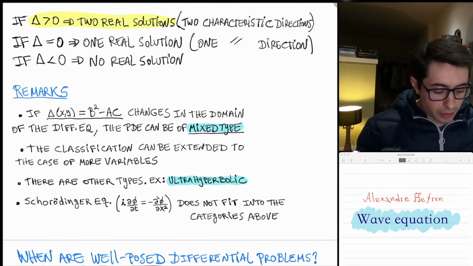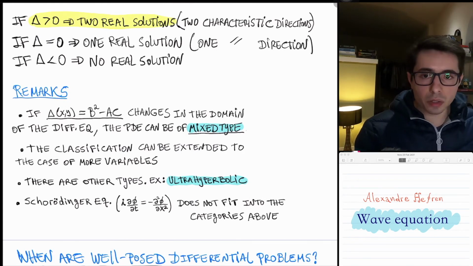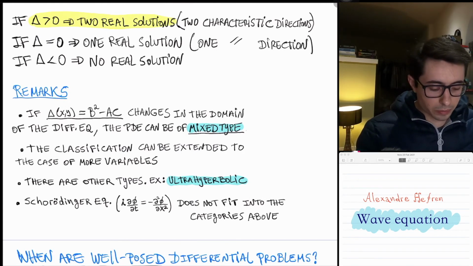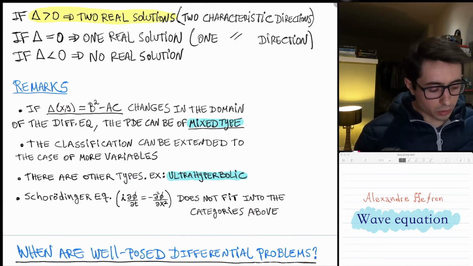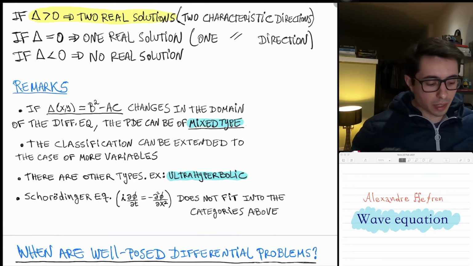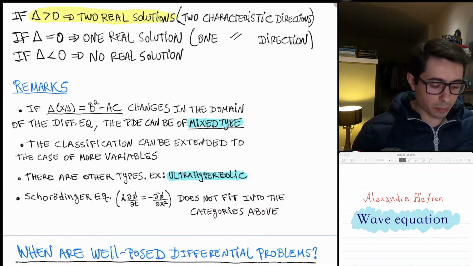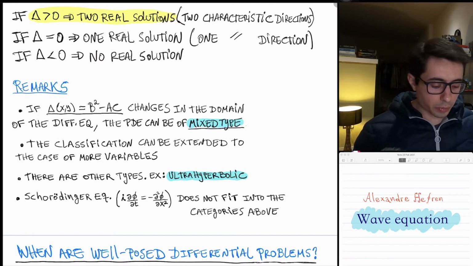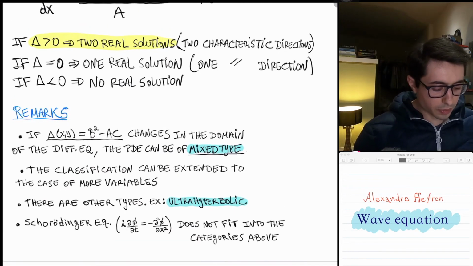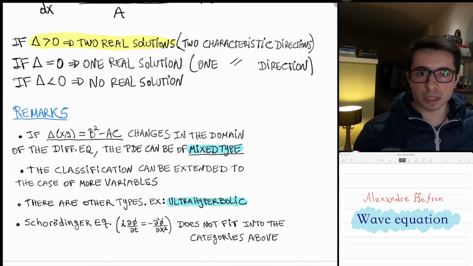However, these are not all the possibilities. We are not talking about all possibilities here. There are other types, for example, the ultra hyperbolic, but this one we only see when you are talking about more variables. Also, for example, the Schrödinger equation, which I didn't mention before, does not fit into the above categories.